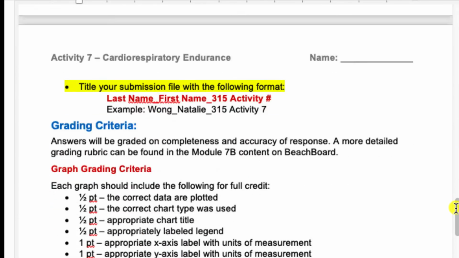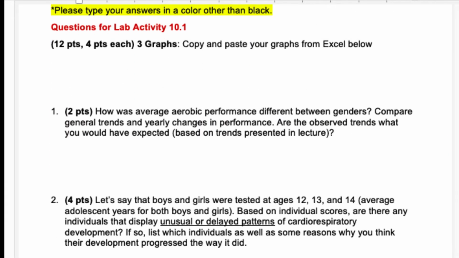From those graphs, I'm quickly going to jump down to the questions. You're going to note how average aerobic performance differed between genders, and then compare general trends as well as yearly trends. So general trends you're going to get from more of the group averages. Yearly, you could also get it from looking individual to individual. But we'll also look at yearly trends, like from year 1 to 2, how did averages change or how did individual performance change?